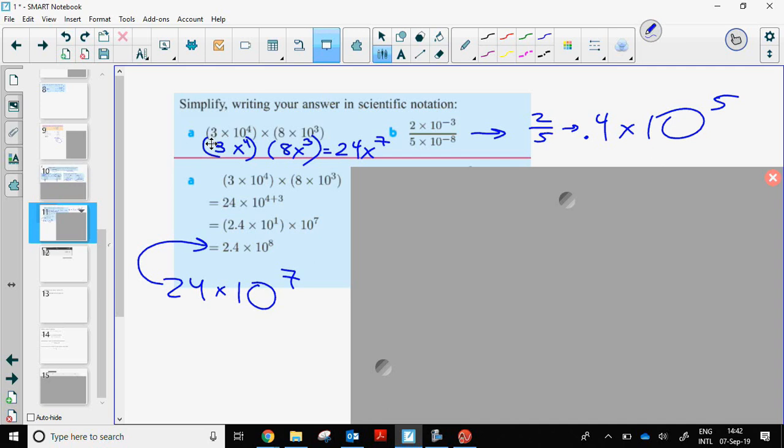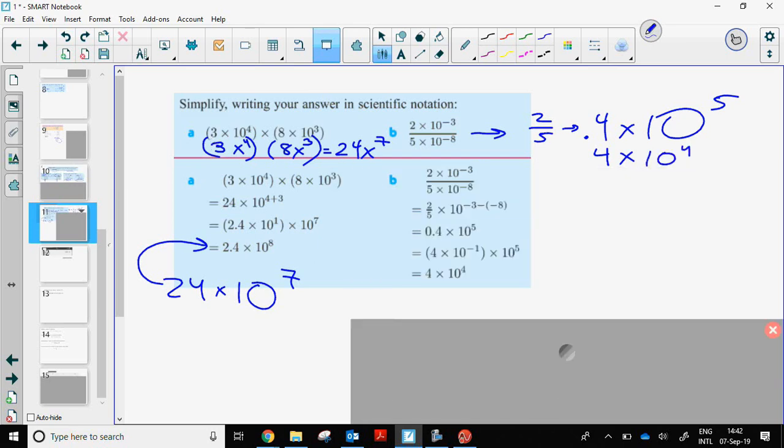So we're going to need to make it just a little bit bigger here. Because we made the 0.4 larger, we're going to make the 10 to the 5th a little bit smaller. So it's going to be times 10 to the power of 4.